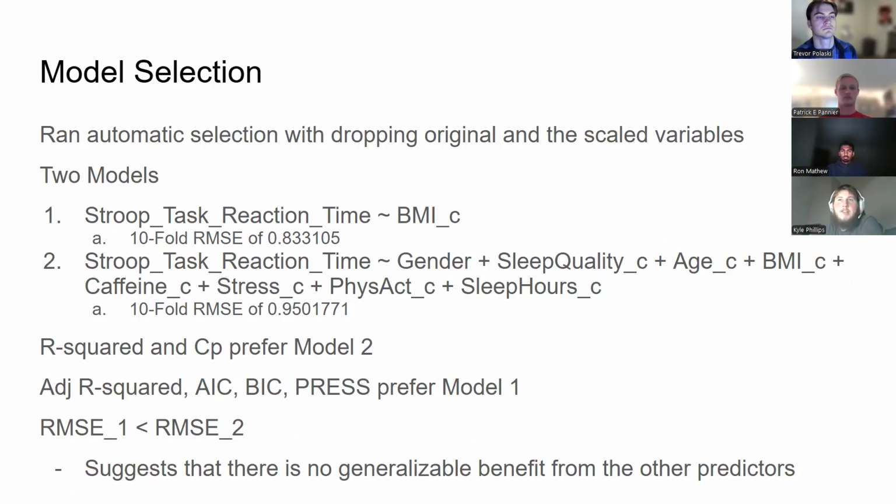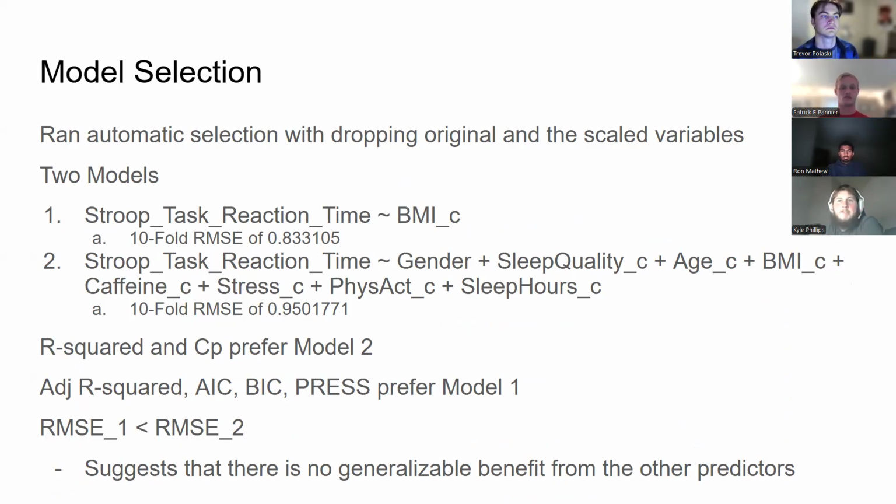For my model selection, I didn't include interactions because they were insignificant, and I also dropped the original and scaled values and just kept the centered ones, because if I kept them all, it would increase to 4 million subsets to have to run through the automatic selection. The 2 models that came up from this automatic selection were predicting reaction time with BMI and predicting reaction time with all the variables that were still in.